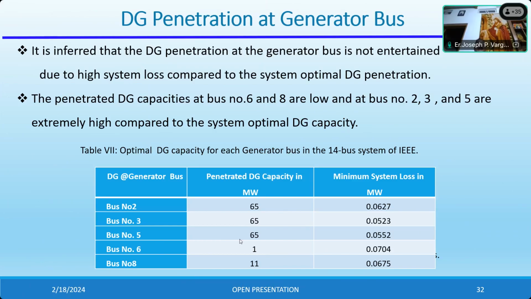And at the other bus numbers 2, 3, 5, with DG penetrated, the losses are also very high. Hence, this research reveals that when we penetrate DG at any generator bus, our system loss will increase. Hence, it is not at all recommended.